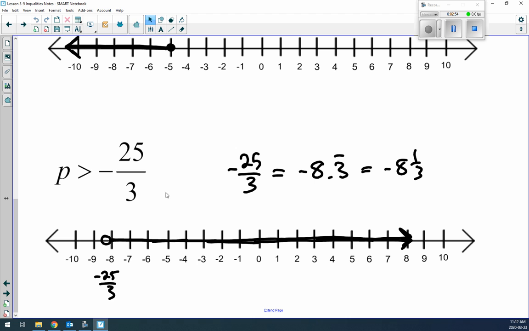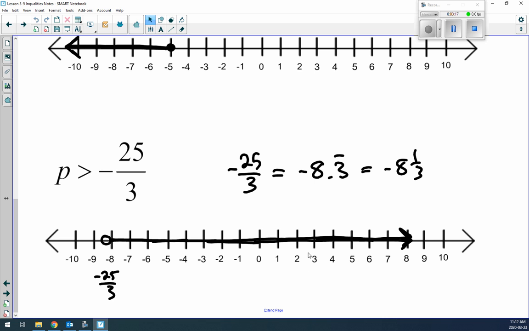Okay. P is greater than -25/3. Well, the problem with -25/3 is where is that on the number line? So you can do a quick conversion: -8 and 0.3 repeating, or -8 and a third. So somewhere just past -8 going towards -9, we're going to put an open circle because it's just greater than. And it's greater than, so it's everything to the right of it. So we put our line on here and we put our arrows at the end.